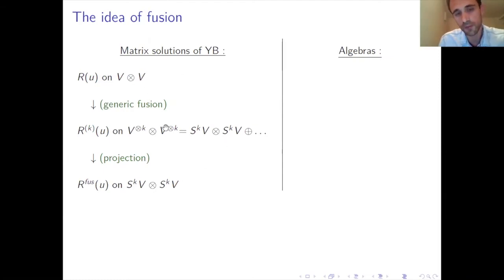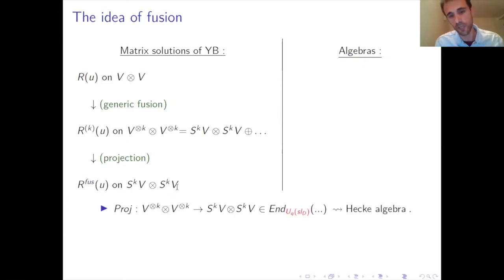Right, so this is the sketch of the fusion procedure. So you see two steps. First, a larger space, and then a projection. There is a remark, a very important fact, but a trivial remark. The projector, the linear endomorphism projecting this space onto this subspace, well, it's almost by definition in the centralizer of the quantum group. So from the Schur-Weyl duality, we can see this projector as living inside the Hecke algebra. So this is important. There will be a question from John.